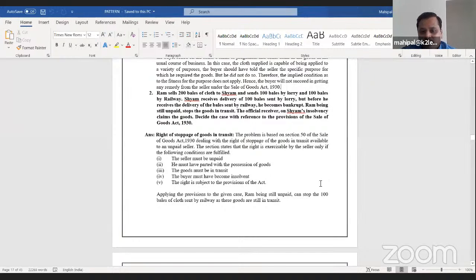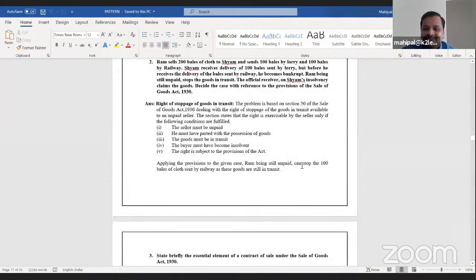Unpaid seller, right of stoppage is there. Yes. Good. Available to the unpaid seller. This section tells the seller must be unpaid. There must be part of goods in possession of goods. The goods must be in transit. The buyer must have become insolvent. And based on this, he can stop the goods. Am I clear?